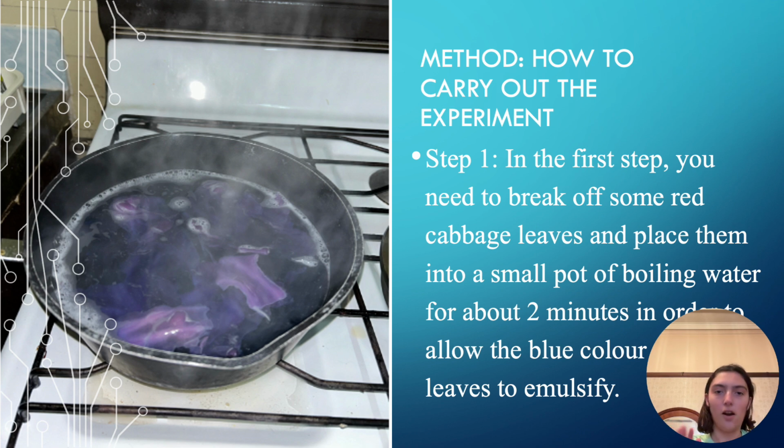Method on how to carry out this experiment. So step 1, you need to break off some cabbage leaves and place them into a small pot of boiling water for about 2 minutes in order to allow the blue color to emulsify from the leaves. Now, when you add cabbage leaves to room temperature water, the color won't emulsify. So that's why you need to boil it in order for the color to emerge.